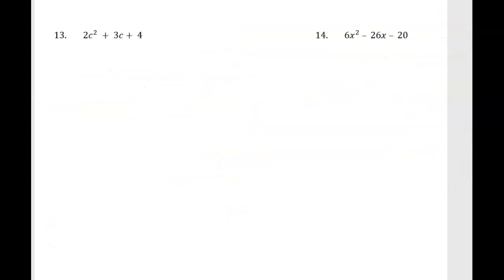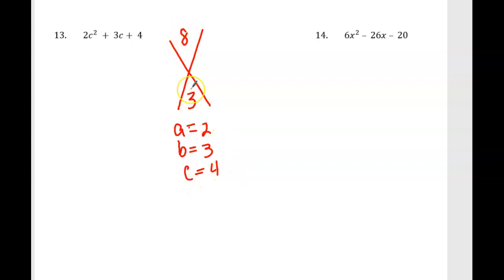All right, so if I look at 13, I cannot factor out anything. If I take a times c, again, my a is 2, my b is 3, and my c is 4. So a times c is 8, and then 3 down at the bottom. Now if I look at this, my only factors of 8 would be 8 times 1, 2 times 4. There's no combo that when added together equals 3. So this is an example of a prime polynomial.